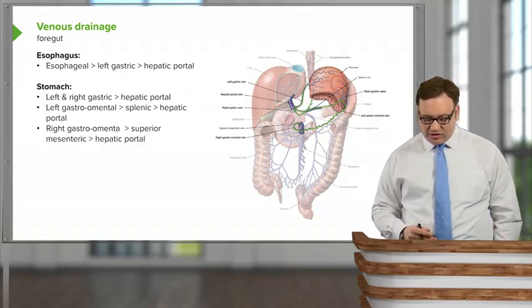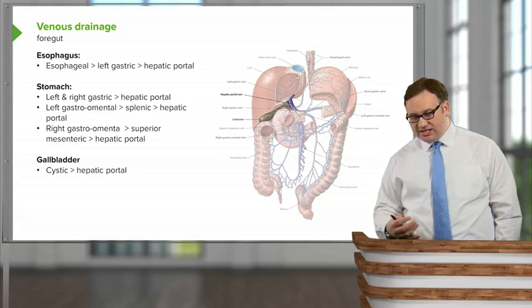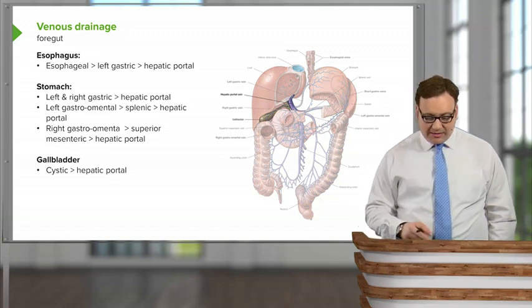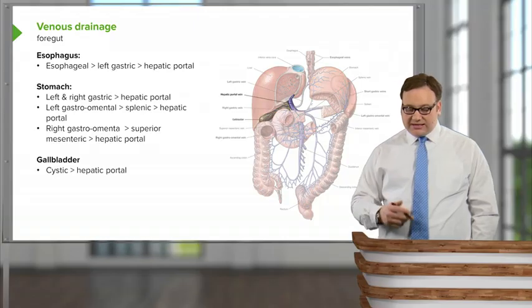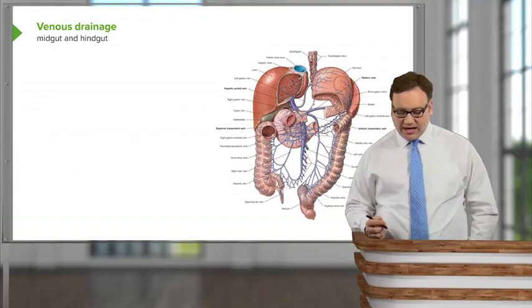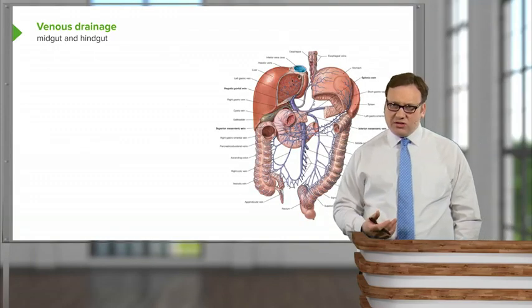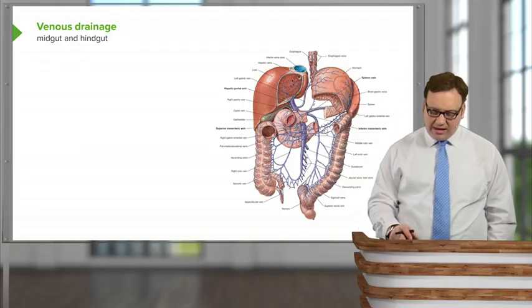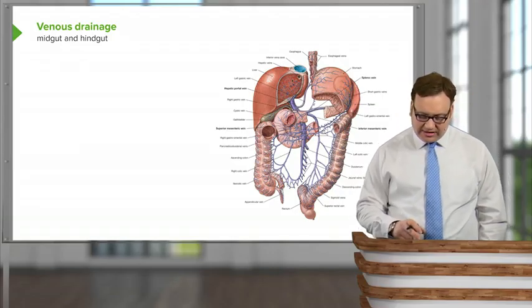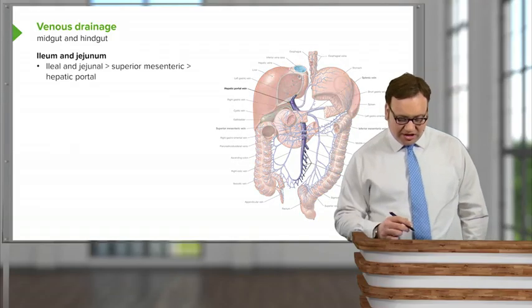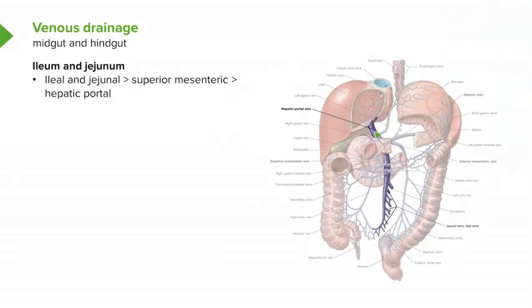We can see some other examples for the gallbladder. It would be the cystic vein, which drains directly into the hepatic portal vein. Similar occurs for the midgut and the hindgut. If you're familiar with the arterial supply, then the venous drainage will be very similar to it. So the ileum and the jejunum will drain via ileal and jejunal veins. These will drain into the superior mesenteric vein, so they'll drain into the superior mesenteric vein here.